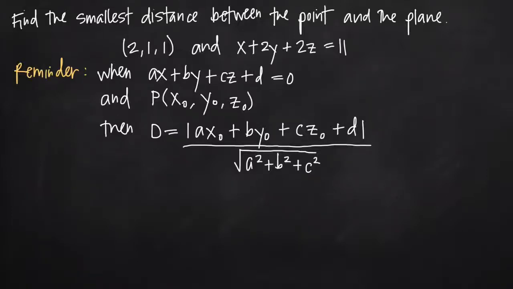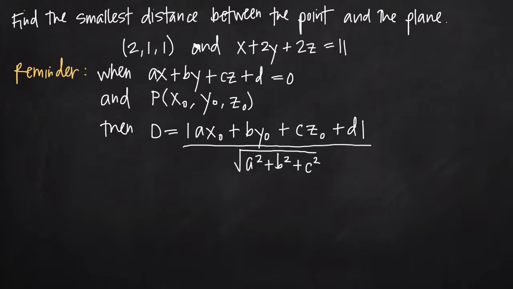Today we're going to be talking about how to find the smallest distance between a point and a plane. And in this particular problem, we've been given the coordinate point (2, 1, 1) and the equation of the plane x + 2y + 2z = 11.